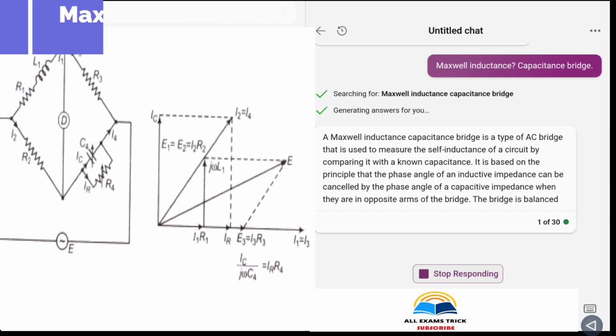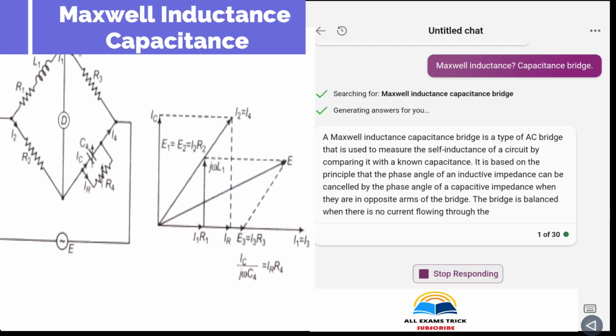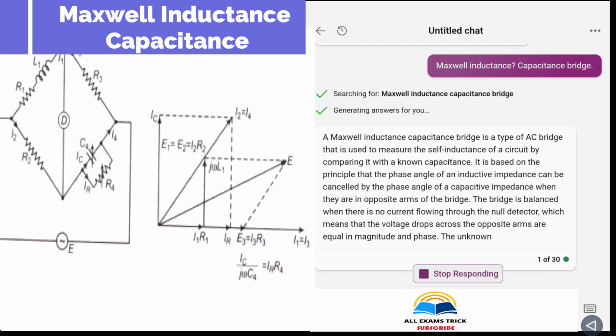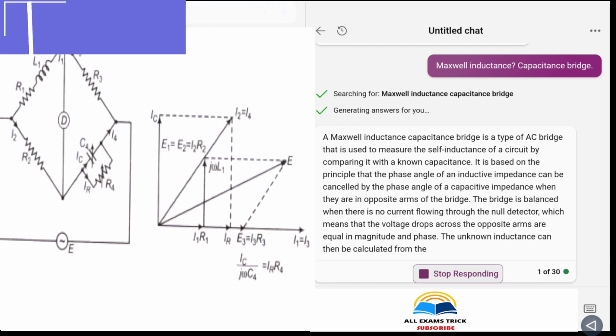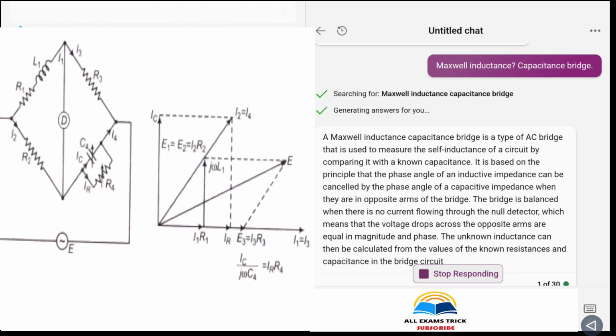A Maxwell inductance capacitance bridge is a type of AC bridge that is used to measure the self-inductance of a circuit by comparing it with a known capacitance. It is based on the principle that the phase angle of an inductive impedance can be cancelled by the phase angle of a capacitive impedance when they are in opposite arms of the bridge.